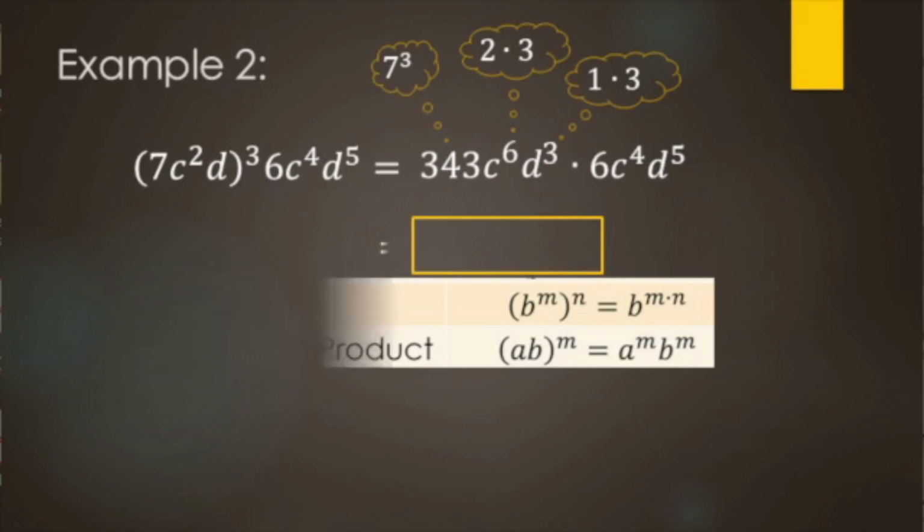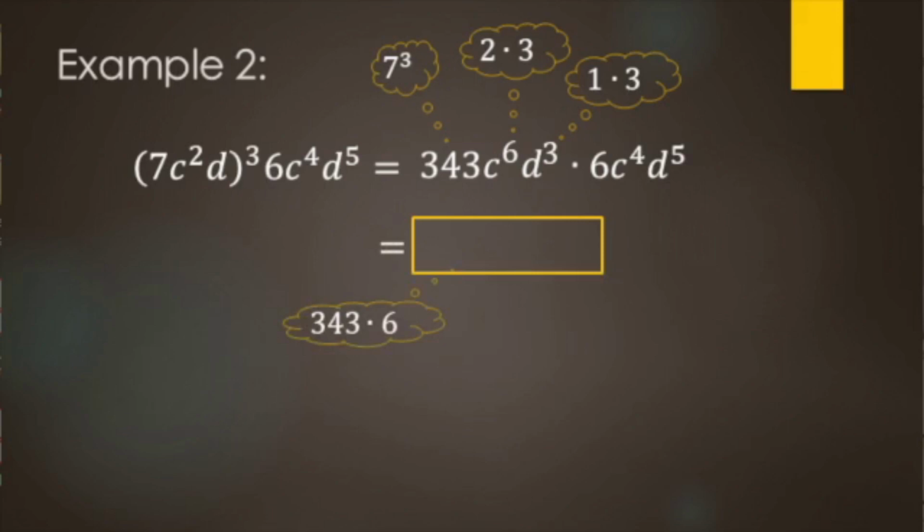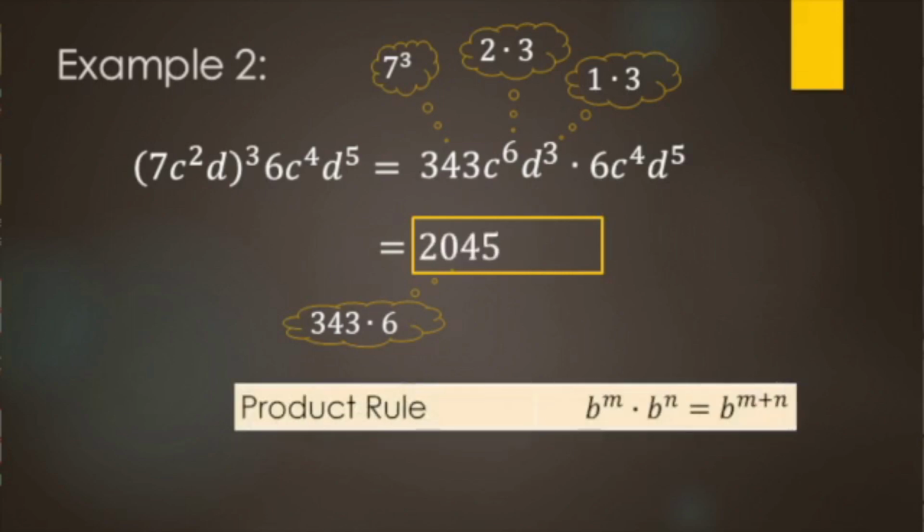So now we can go ahead and clean it up even more. So for regular numbers, we have a 343 and a 6 we're multiplying together. That's going to make 2045. Now let's look at the c's.